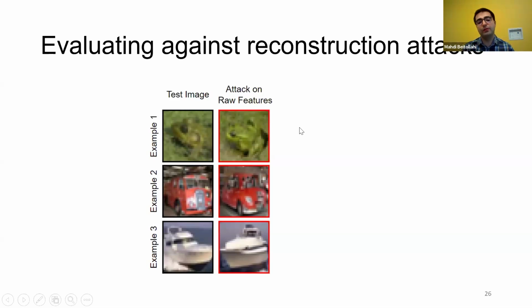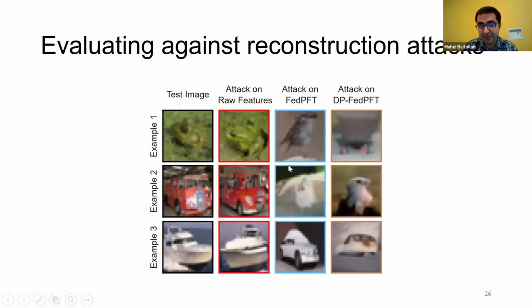When we are sending raw features from clients to the server, with other assumptions, of course, an attacker can reconstruct exact images. But if we do the same attack on FedPFT or DP-FedPFT, you can see that the resulting images are not similar to our test images, right?